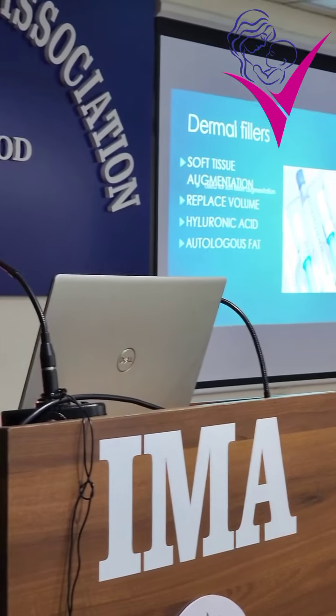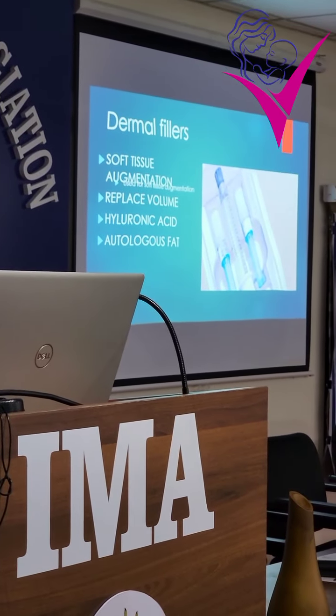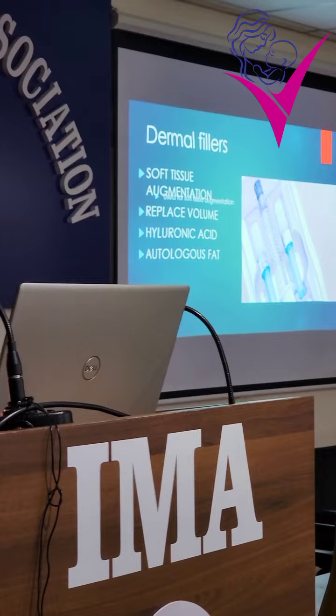Dermal fillers. Dermal fillers are soft tissue augmentation by replacing the lost volume. The most commonly used dermal filler is hyaluronic acid. Hyaluronic acid is a viscous substance that is injected subdermally into the skin to give you that lift. We can also use autologous fat, that is fat harvested from the patient himself or herself, that can be modified and injected, that can give you a longer lasting result.